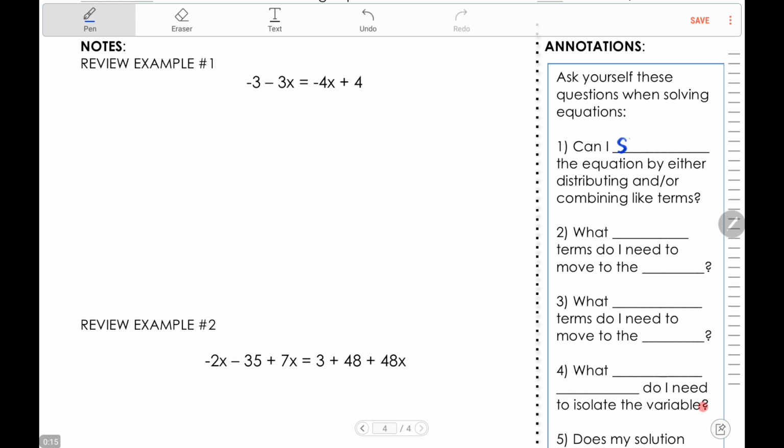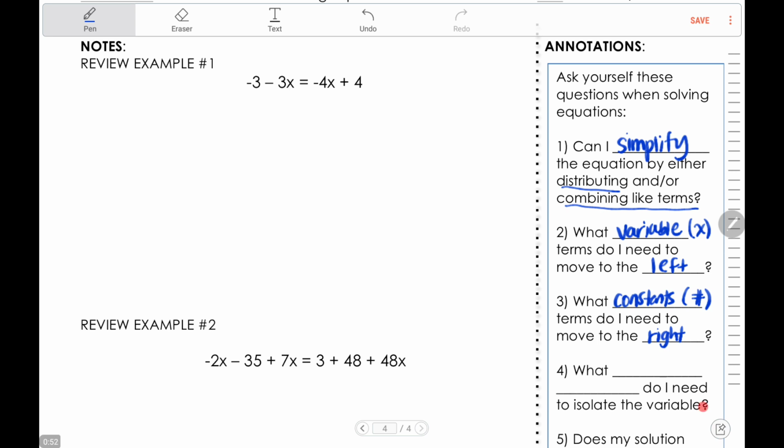First, can I simplify the equation by either distributing or combining like terms? Okay, so you look at the equation, see if you can simplify anything. Second, we want to ask ourselves what variable terms do I need to move to the left? Sometimes, and most times, we might see an x as our variable term. And then third, what constants, or numbers without variable terms, do I need to move to the right?